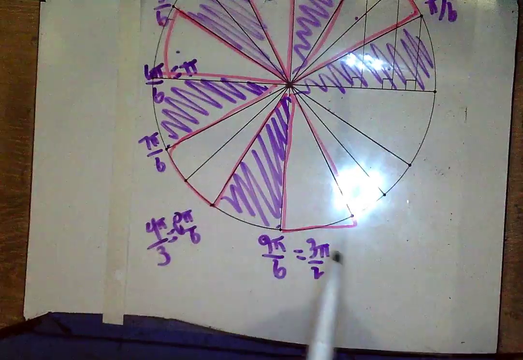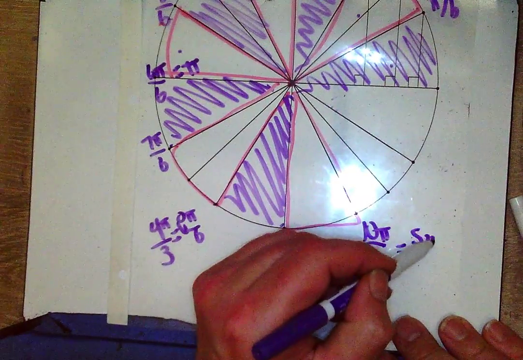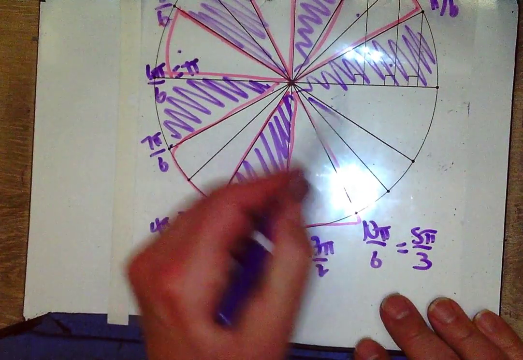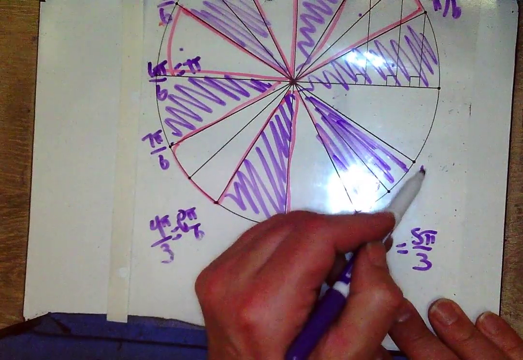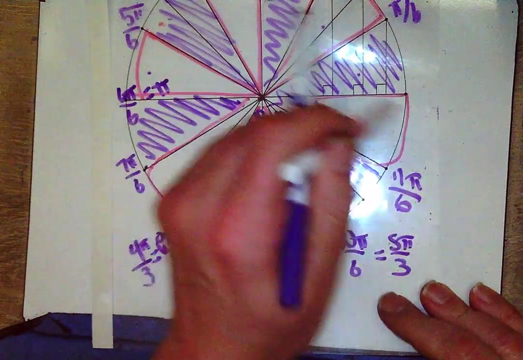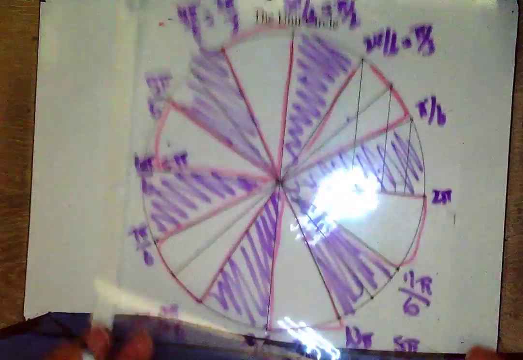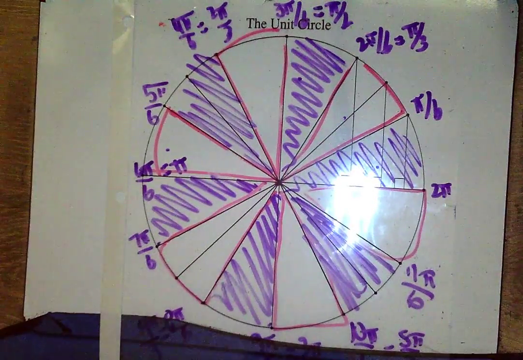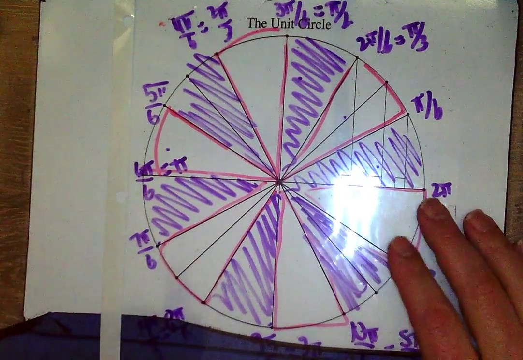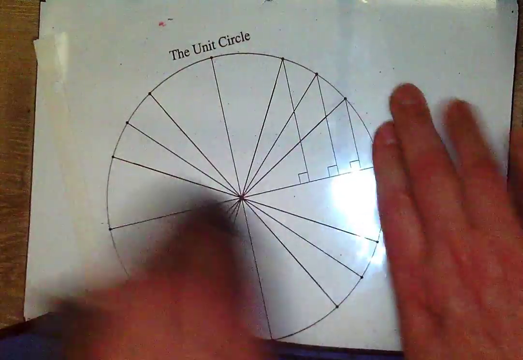And here I've got 10 pi over 6, which is the same as 5 pi over 3. Now I'm looking at 11 pi over 6. And then finally, this last wedge here brings me back to 12 pi over 6, or 2 pi. So I can count these to help me remember what they are. Ideally, I'd love you to know that that's 7 pi over 6 without having to count to 7 pi over 6. But that's okay for the beginning.